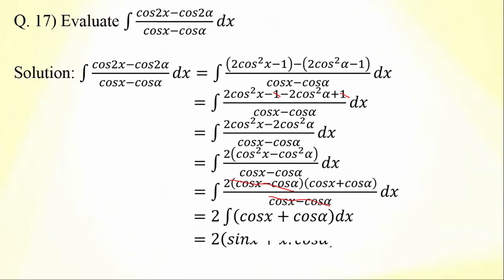Integral cos x is sin x, and cos alpha is a constant, so its integral will become x times cos alpha, and it has to be written as it is, and plus c, the constant of integration, is to be written.